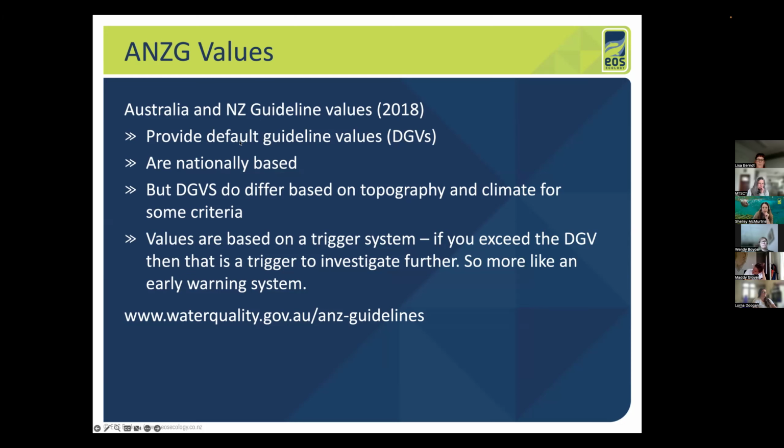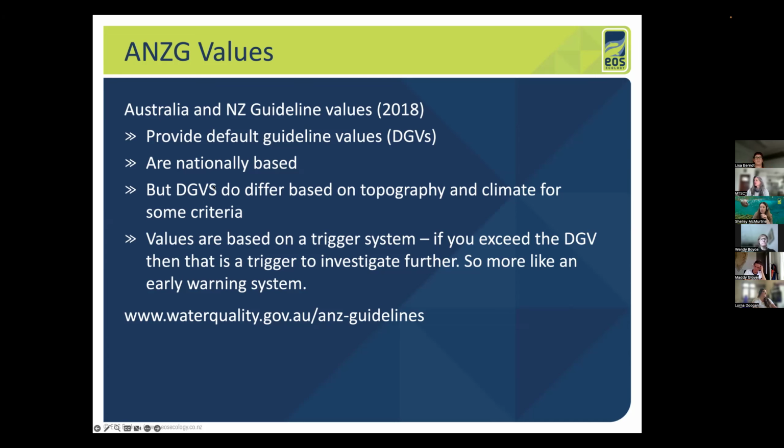They provide default guideline values. These are nationally based, like the NOF stuff, but they do differ based on topography and climate for some of the criteria. How that gets used is by using the river environment classification, topography or source of flow data, and the climate data. Those first four maps in your focus catchment map series have that information in there. Depending on what your climate and topography is for a site, you're going to have a different default guideline value for a lot of the water quality parameters.